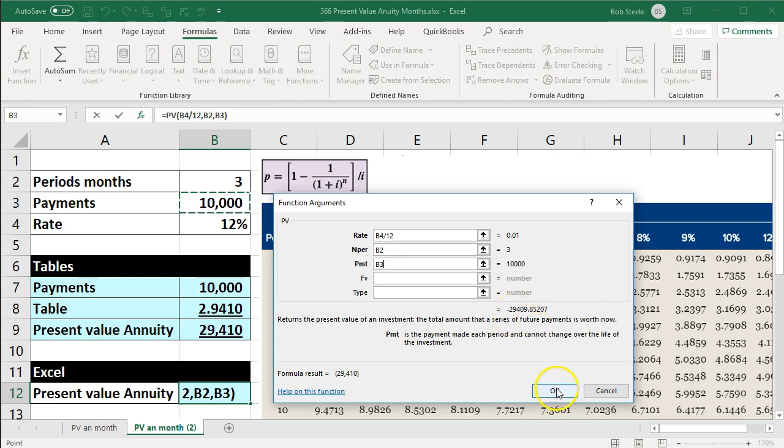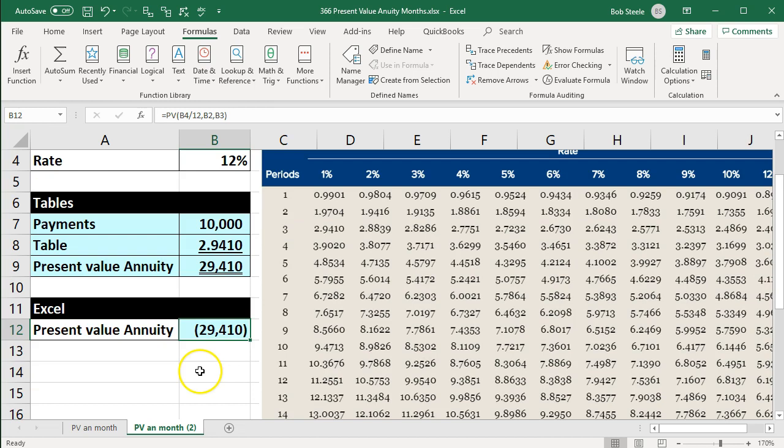Negative 29,409. If we say OK, it's going to give us a negative number. If I'm double clicking on that, I'm going to put a negative before the PV to flip the sign. And there we have it.